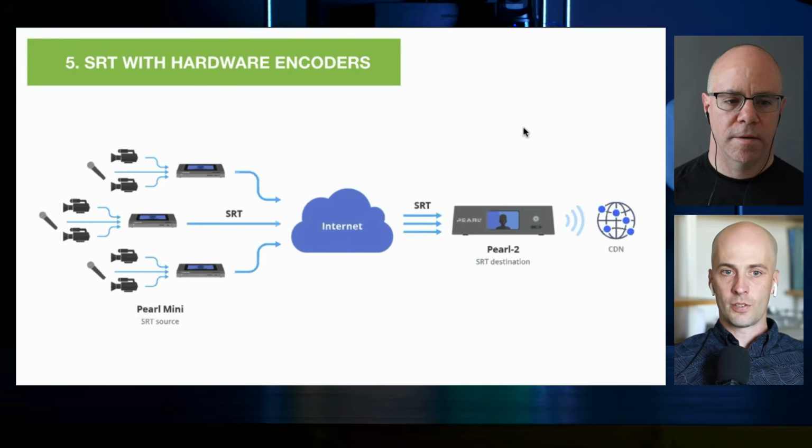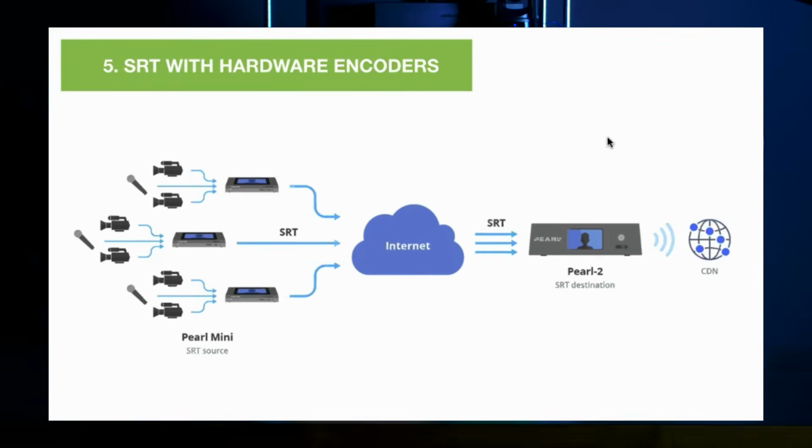So here's another diagram showing how you could have multiple guests coming in to a production. The diagram shows a Pearl 2 as the production hub here. And this is exactly what we have going on today. Dave is using a Pearl in his home, bringing in his footage, and I'm using a Pearl in my home, sending an SRT signal to the Pearl.